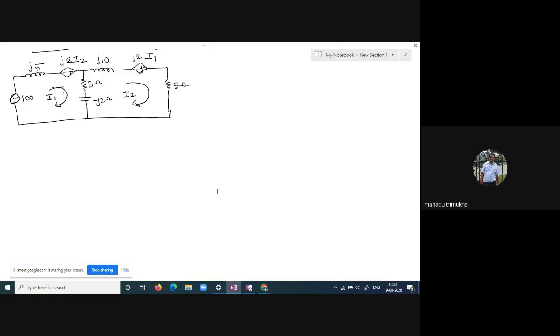Then you have to apply KVL at the input loop. The same methodology we have already gone through in various previous sessions, you have to apply. So we have to apply KVL at the first loop, KVL to loop 1.